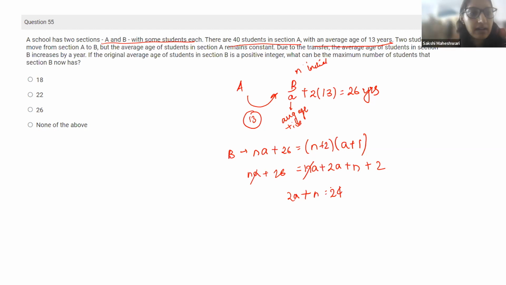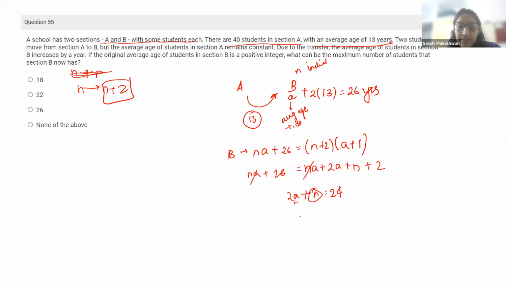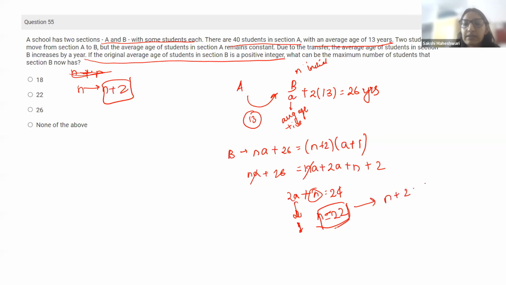Now see, it's mentioned that we need to maximize the number of students. And the number of students now will be N plus 2. A is a positive integer. Okay. So this minimum can be 1, right? So if we put it as 1, we get N as 22. And now this will become N plus 2 equals 24. Is this clear? Yeah. Okay.